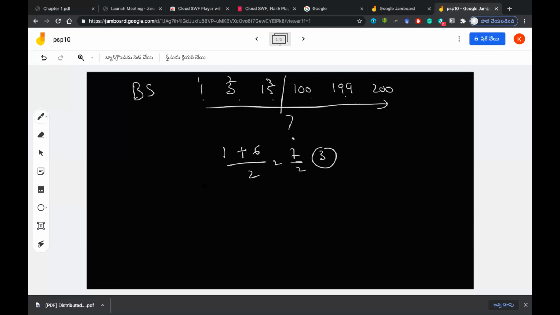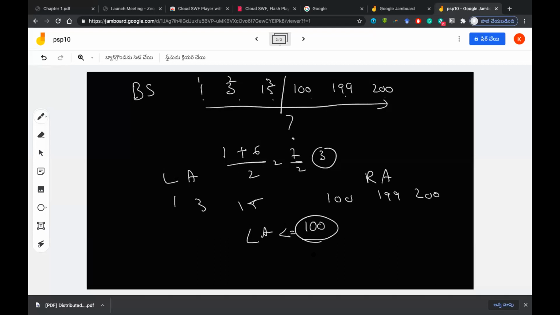Okay, so 1 3 15 and 100 199 200. This is how you are dividing every time while you are recursing through it. And we need to now say that if there is any value that you want to find, maybe 100, what you are checking is if 100 is less than or equal to the left array. This is left array, right? This is right array after dividing.